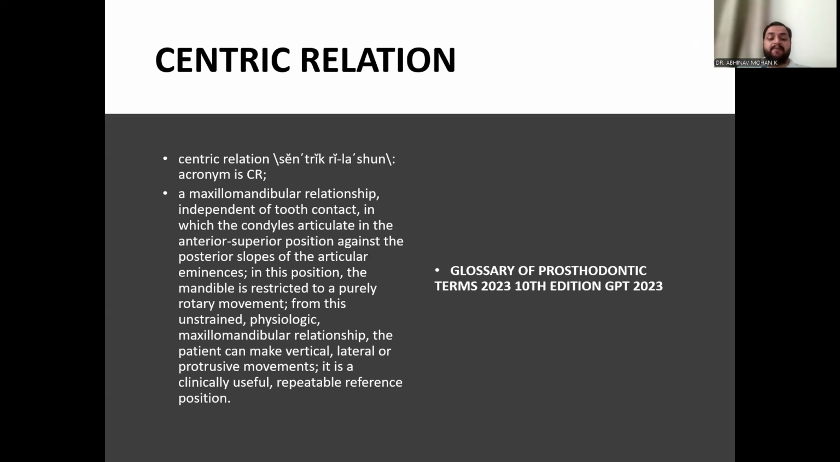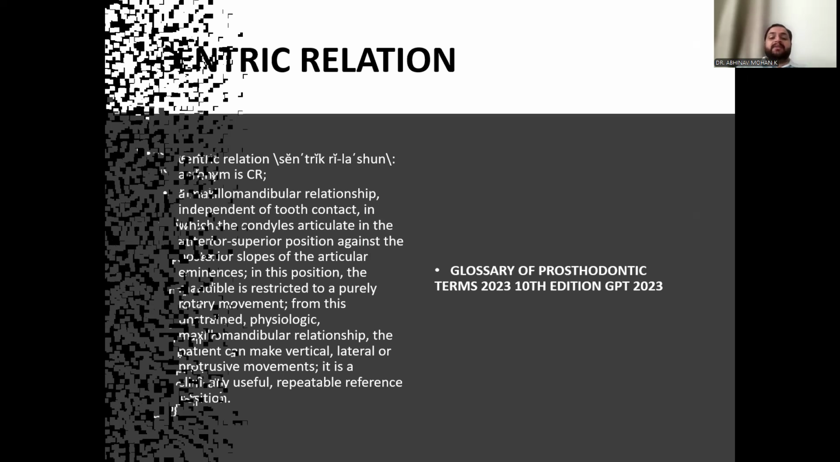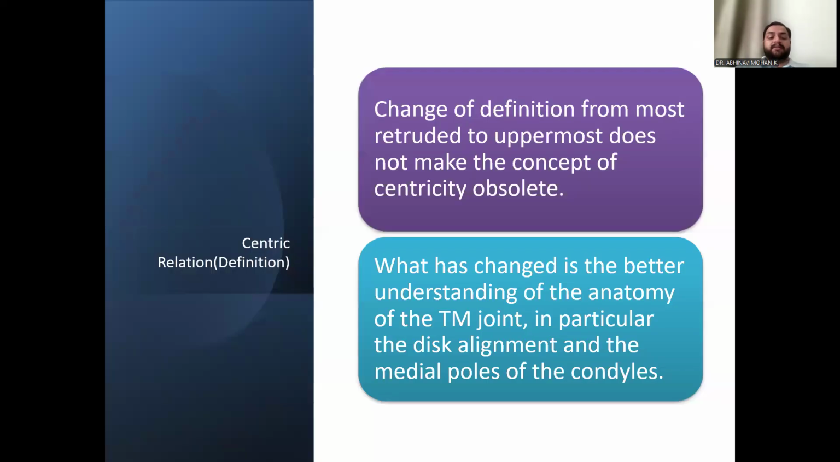In this position, what they have highlighted is that the mandible is restricted to purely rotatory movements. From this unstrained, physiologic maxillomandibular relationship, the patient can make the various jaw movements, that is the vertical, lateral, and protrusive movements. It is a clinically useful, repeatable reference position. So this definition has evolved from an anatomical side to be more of a functional definition depicting the position of centric relation. With this, now we move on to the reasons.